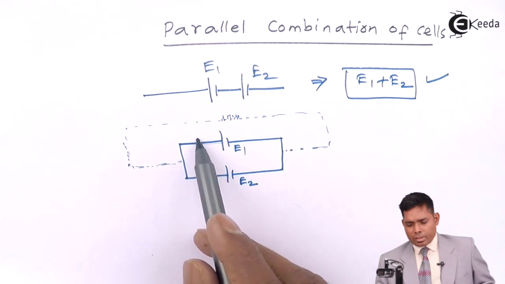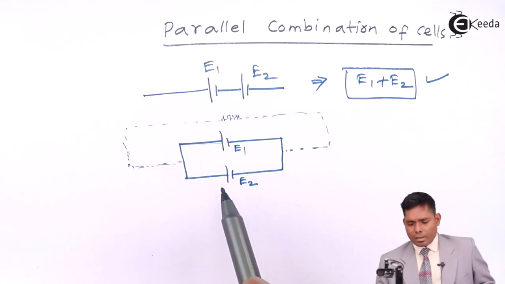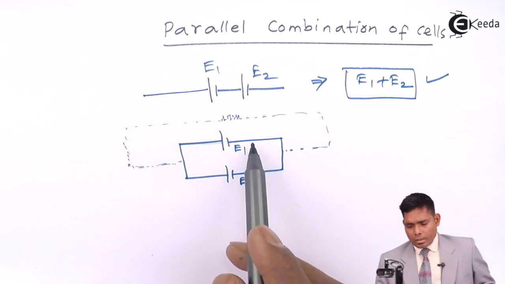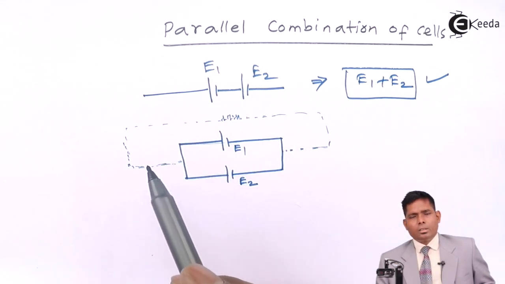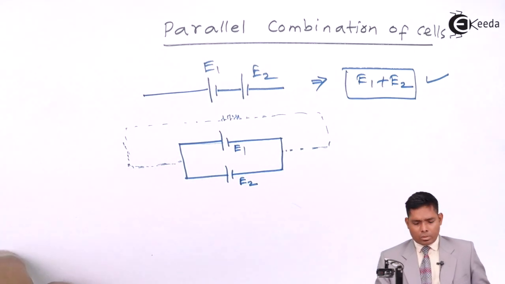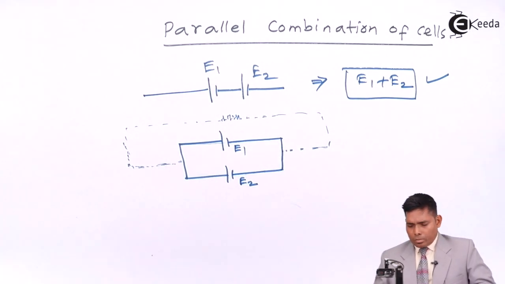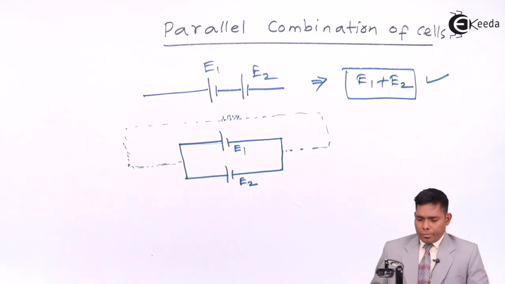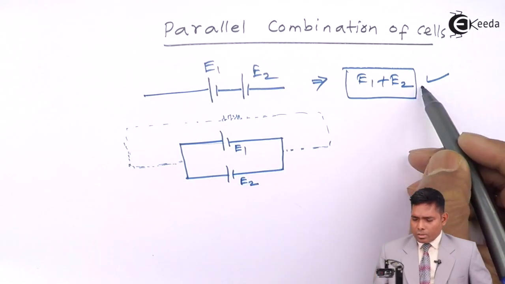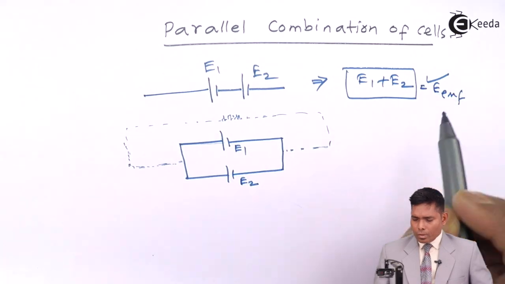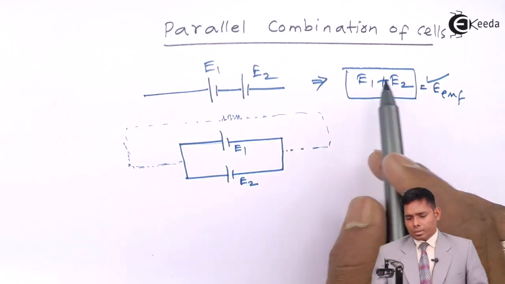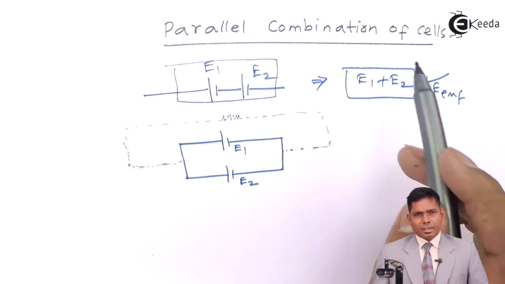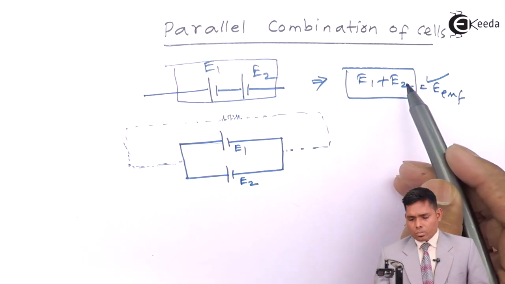Suppose the current that it will send, if this is not present, is I1, and this will send its own current if this is not present, is I2, then obviously the current in this branch will be the sum of the current I1 plus I2. So for this parallel combination of cells, we are interested in the net EMF of this combination. This combination is replaced by a single cell of EMF E1 plus E2.